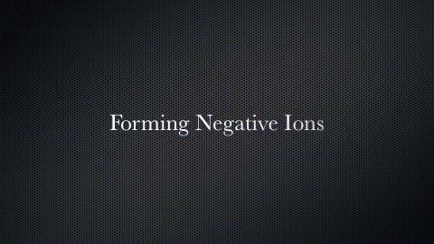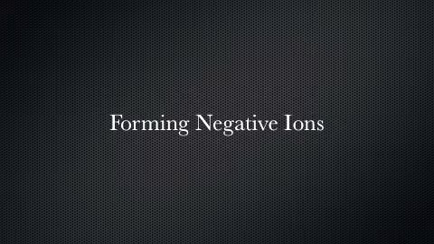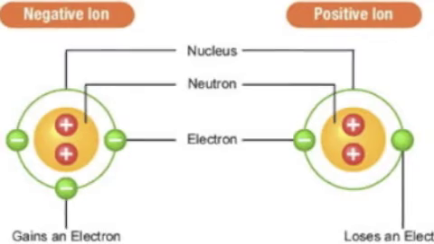Forming negative ions. Some atoms gain electrons in a chemical change. So the ions that form have more electrons than protons. So the electrons outnumber the protons and it has a negative charge.